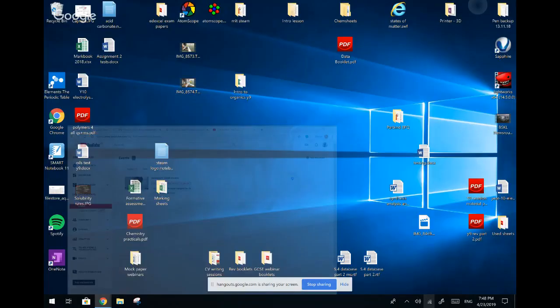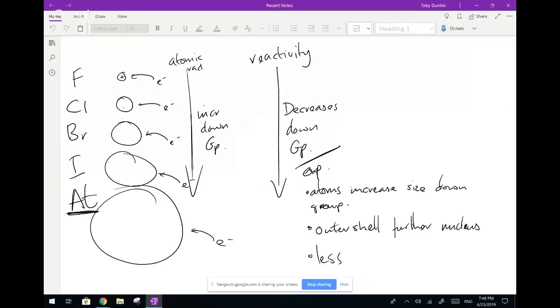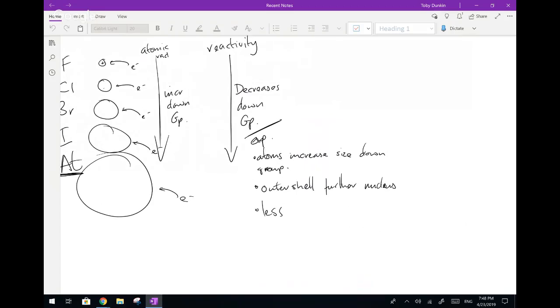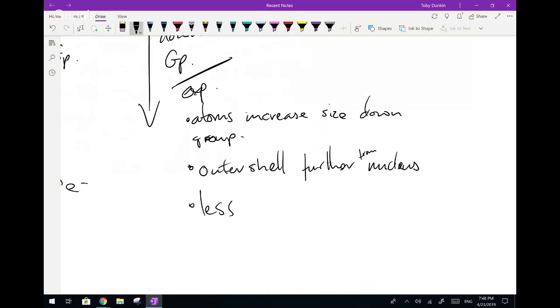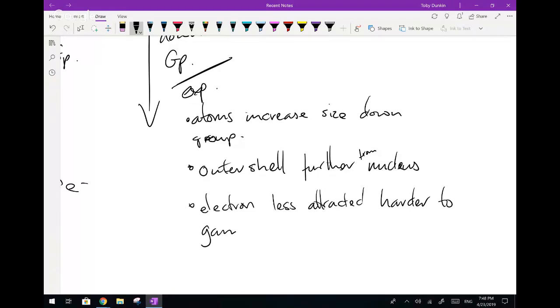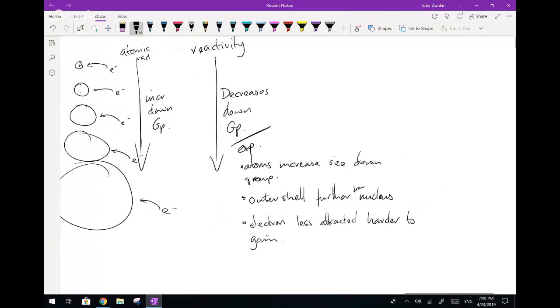Okay, let's go back to my notes. I hope it's kept all my notes. It should do. Right, back to this. Look at that, right where we left off. Okay, so the outermost outer shell, outer energy level is further from the nucleus. Less attracted. Harder to gain. You're done. So that explains how their reactivity changes.